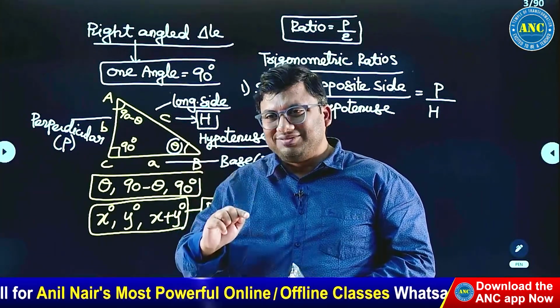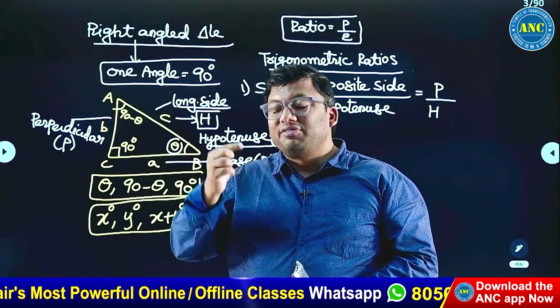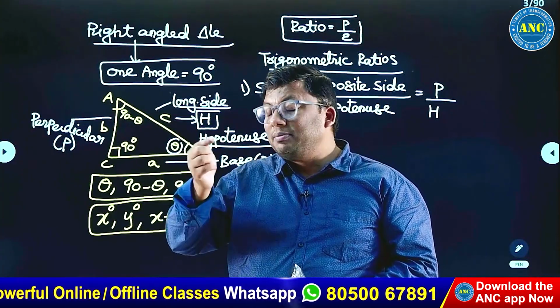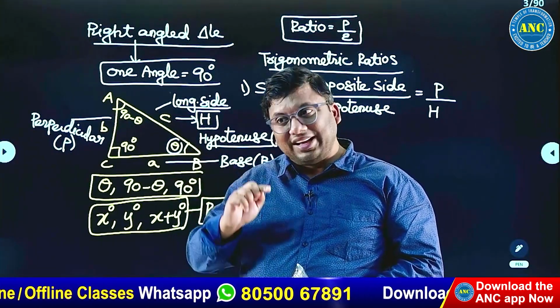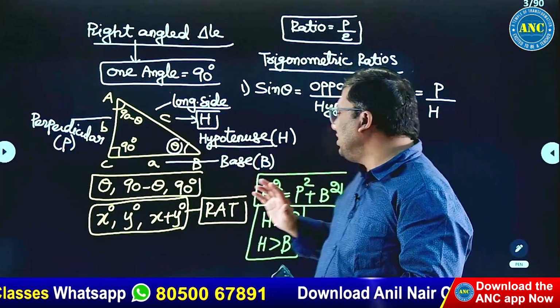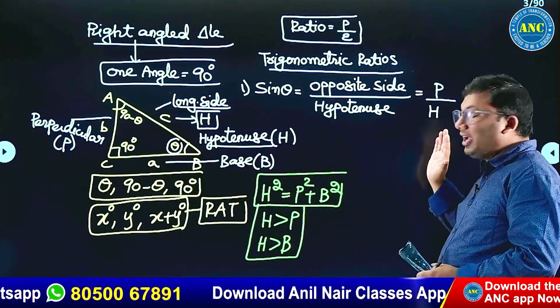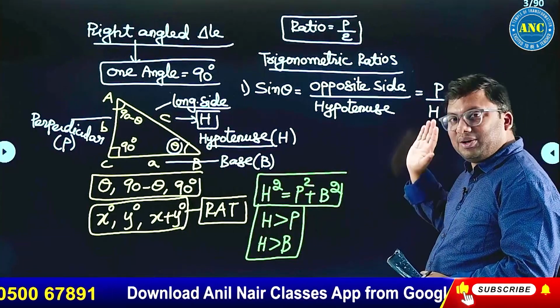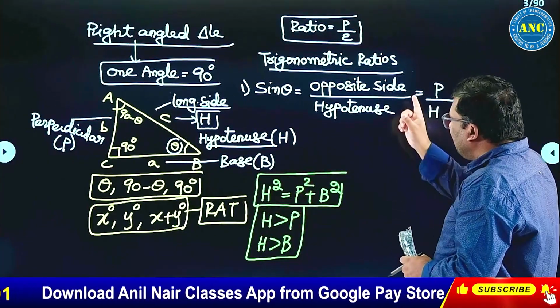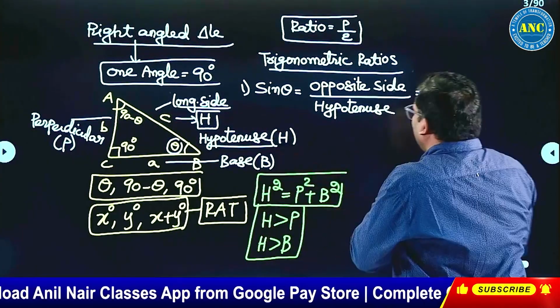2 by 3, 3 by 4, 5 by 6, 7 by 8, 9 by 10. If numerator is less than denominator, can the value be greater than 1? No. And these values, these are the values.